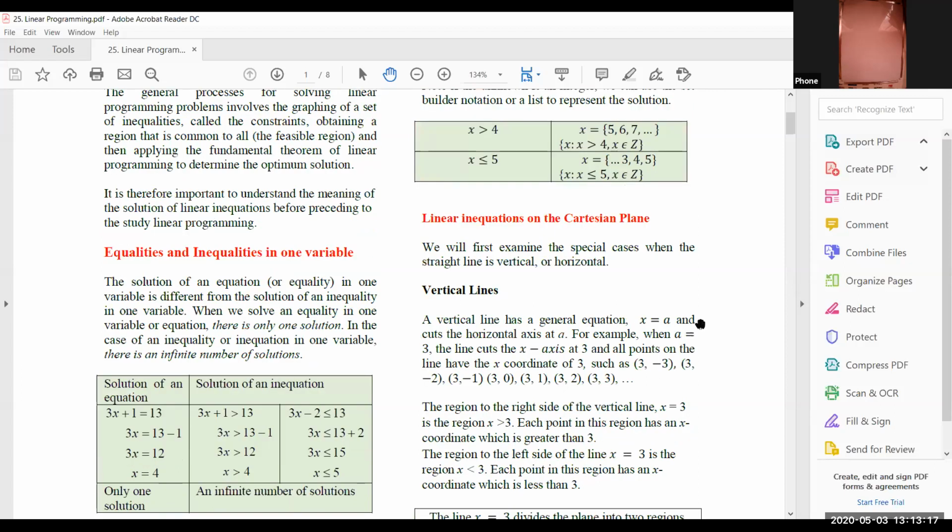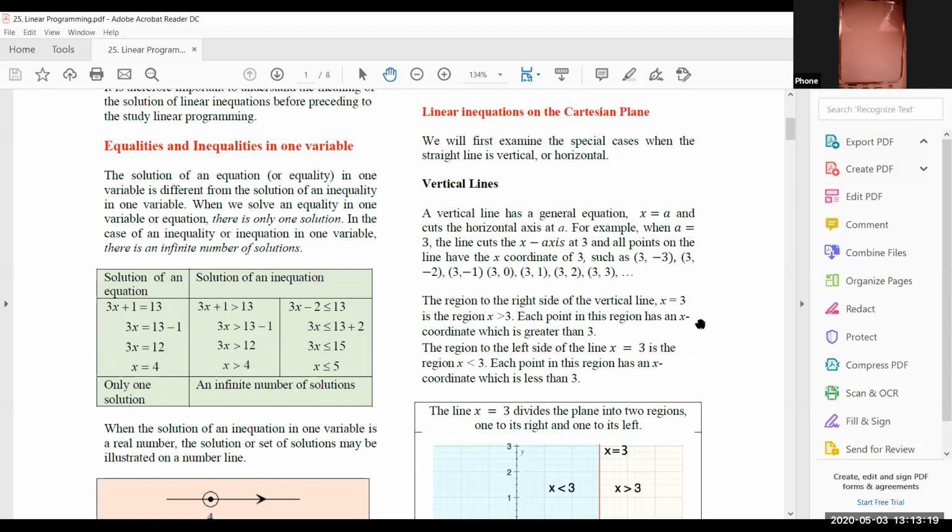So let's look at linear inequations on the Cartesian plane. So we will first examine the special cases when the straight line is vertical or horizontal. So let's look at vertical lines. A vertical line has a general equation, x is equal to a.